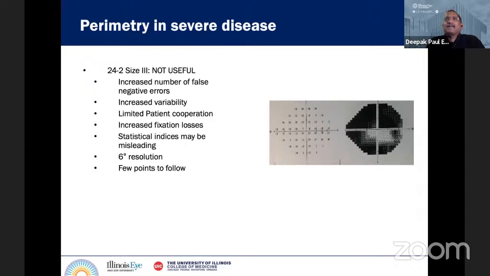Having said that, if someone has good vision and a large central island, this is something that you may want to do if you have a good baseline from several years ago. I've had patients who have had a large central island and very reliable fields. I followed them for 15 or 20 years. Most of their fields are 24-2 size 3. Occasionally, I will test the central field.